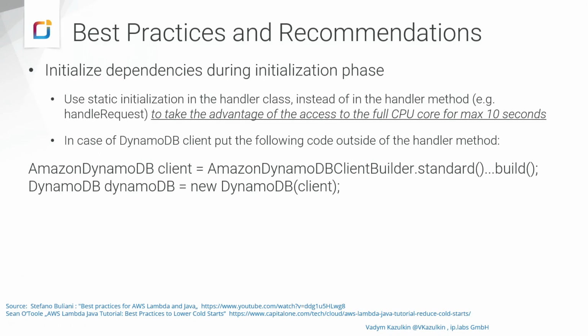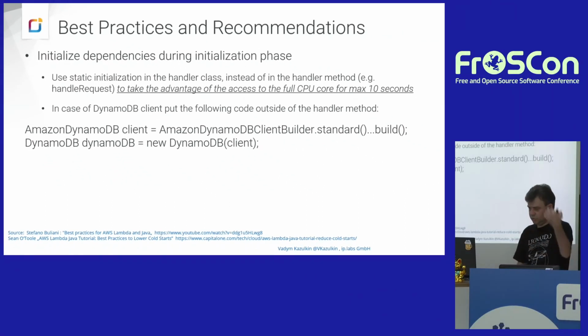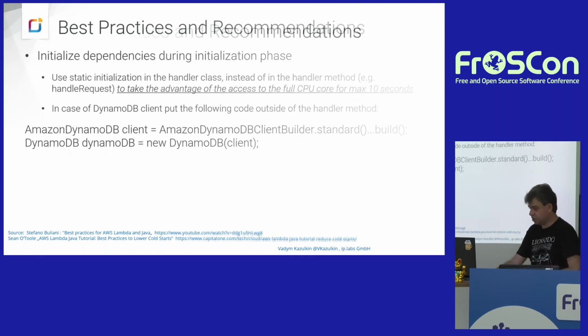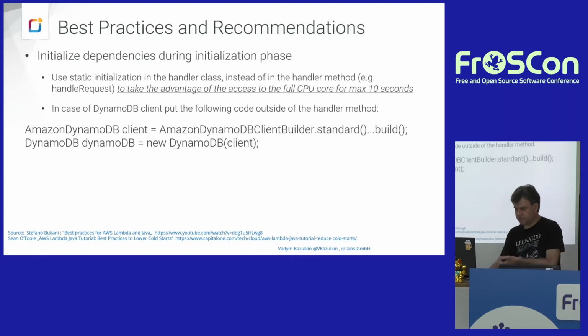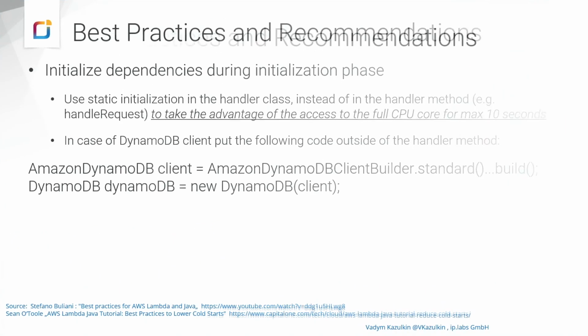Of course, it's a trade-off between doing things in the static initializer block and then having the cold start, or doing this in the function itself, and then adding to the execution time each time. But generally, it's quite preferable to do all this client initialization, everything that can be reused between invocations, in the static initializer block. I think this alone saved up to 5 seconds for me.